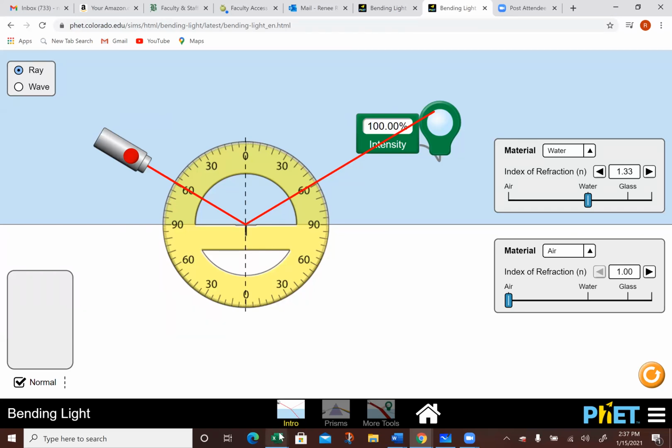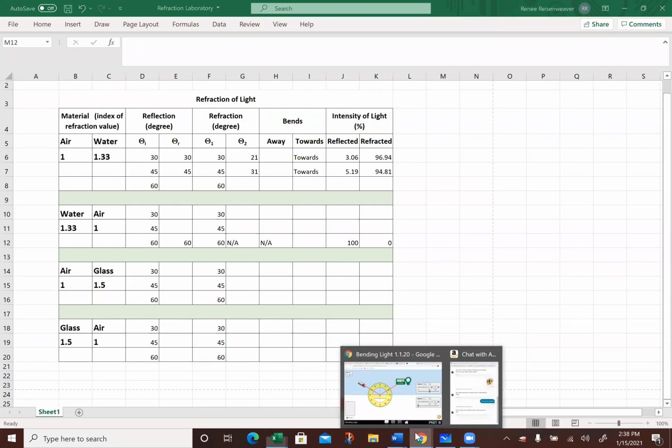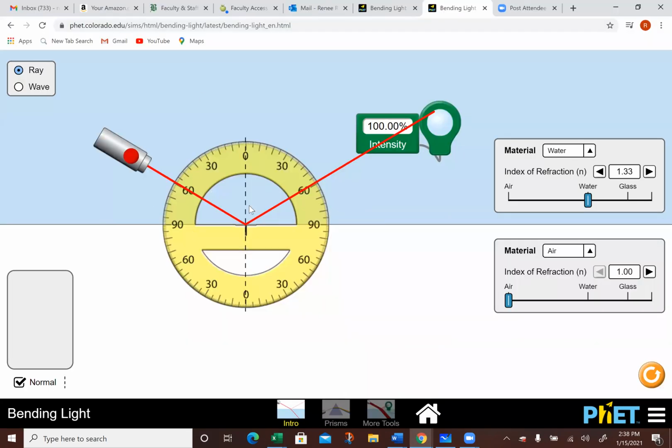So for that part of your data table, there is no refracted angle. The reflected angle definitely is still 60. So what we should see here is all reflected angles are the same as the incoming. But here on 60, I do not get any refracted angle, so I can't put down any angle there, which means I can't say whether it bends towards or away from the normal. So I'm going to put an NA, which means non-applicable, or you could write none, which means 100% of the light is reflected and 0 is refracted. So if you see that again anywhere in the problems going forward, that's how you want to answer that.